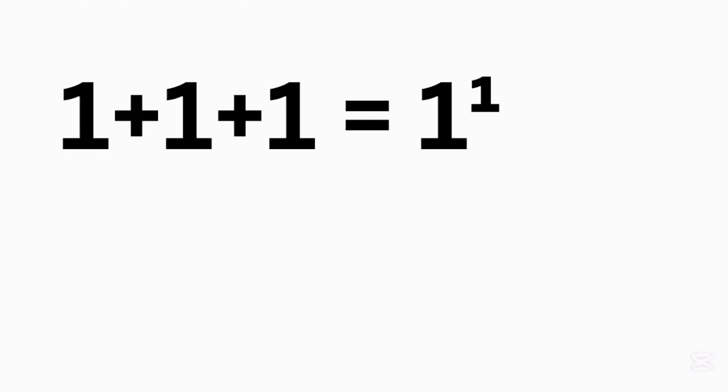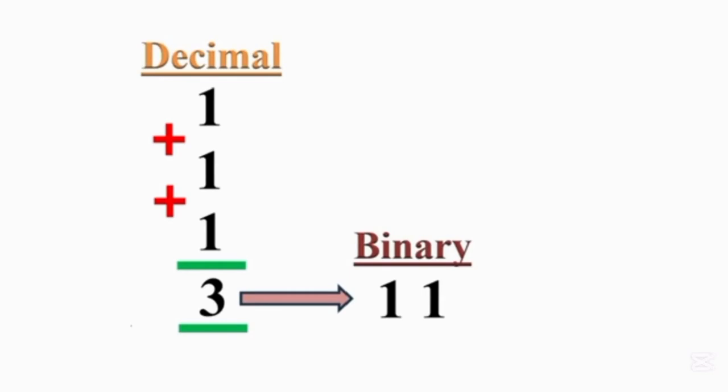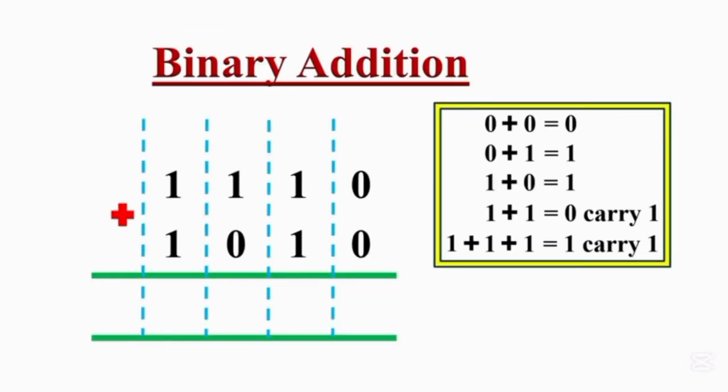Similarly, if you add 1 plus 1 plus 1, with a 1 carried from the previous column, the result is 1, and carry 1 to the next column. Because in decimal, 1 plus 1 plus 1 is equal to 3, and in binary code, 3 is equivalent to 11. For example, in binary addition, let's add 0111 plus 0101.